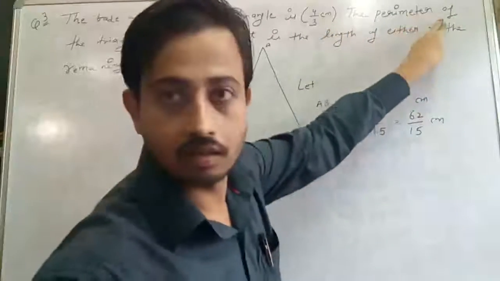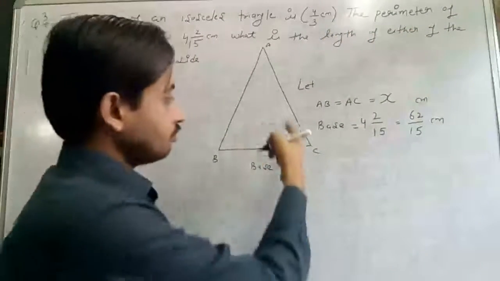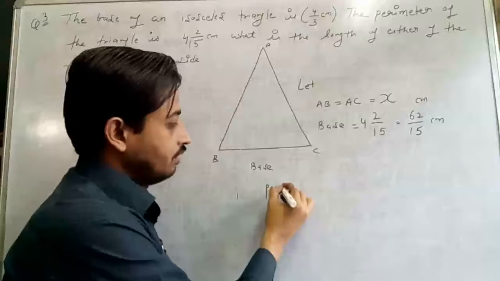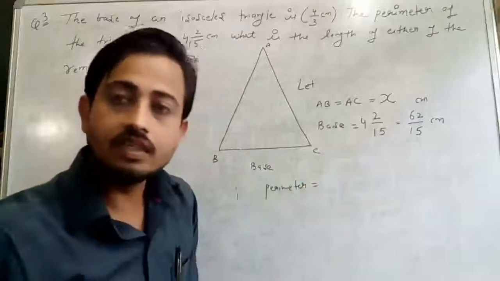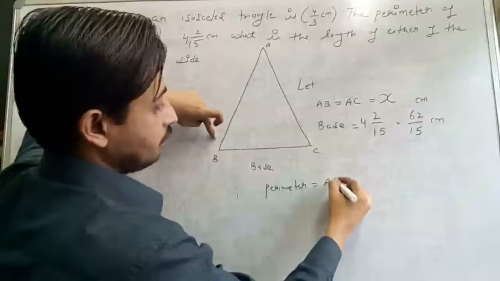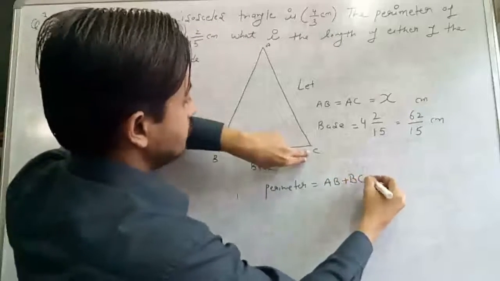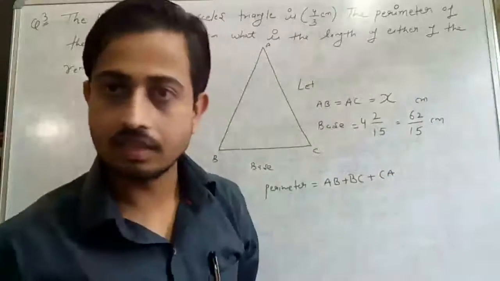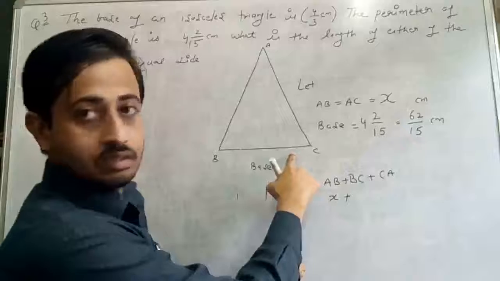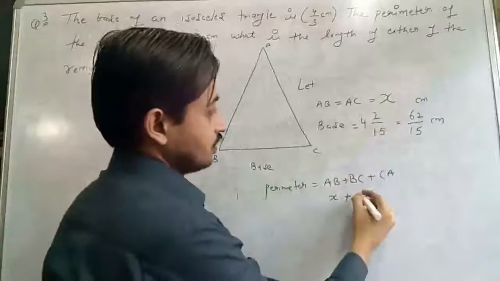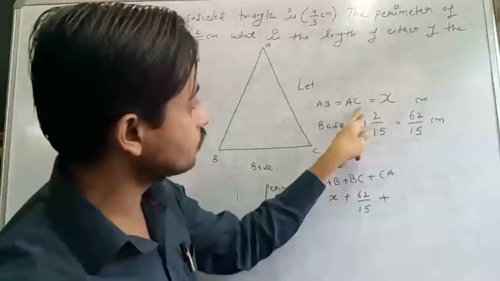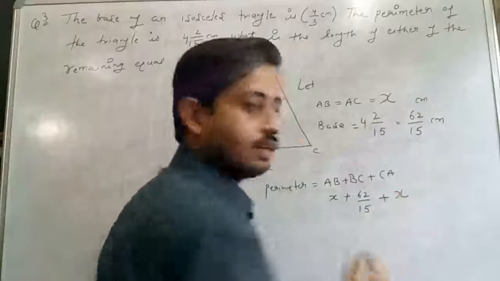Now the perimeter, and we know the perimeter. Perimeter is basically the sum of the three sides. So in this case, we have to add AB plus BC plus CA. We know AB is equal to x, BC is our base, 62 divided by 15, plus CA or AC, which is also equal to x. So I am taking x here.